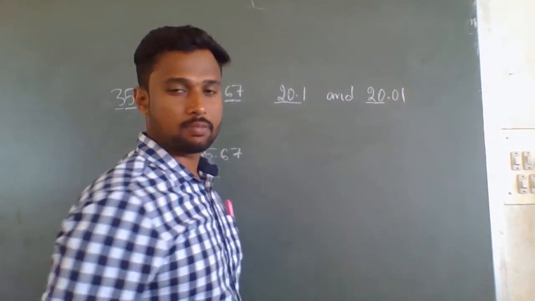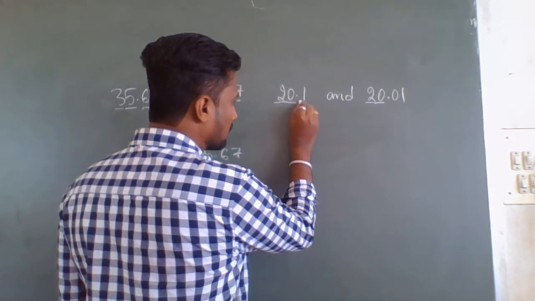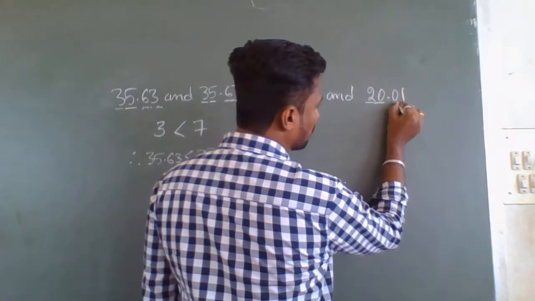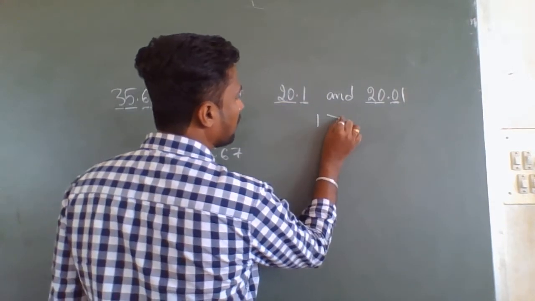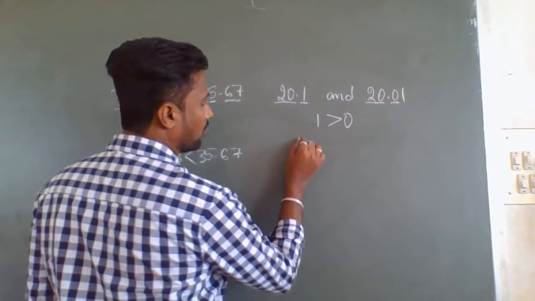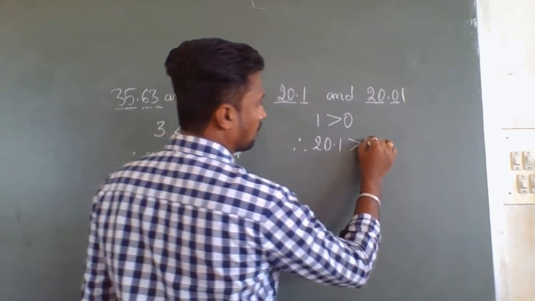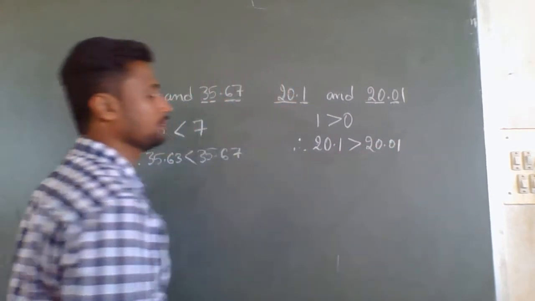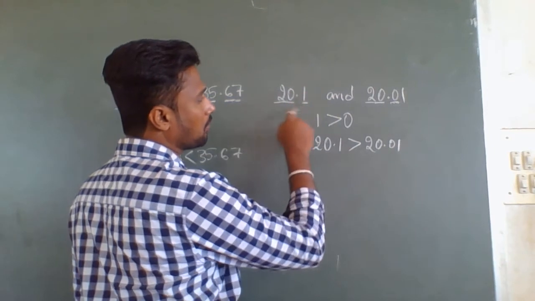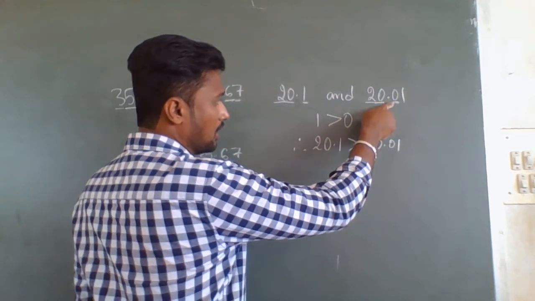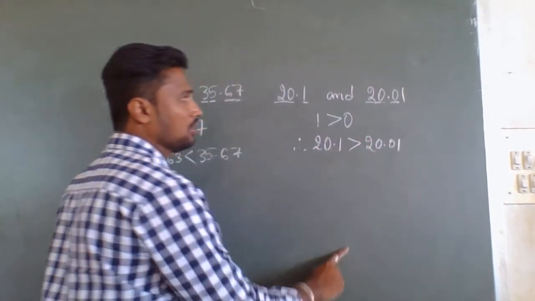Right part of the decimal point, beginning from the 10th position. Here at the 10th position 1 is there, but here at the 10th position, means after the decimal point, 0 is there. So now what you can write is 1 is greater than 0. Therefore, I will write here 20.1 is greater than 20.01. Why? Here we will compare the tenth position after the decimal point. Here 1 is there, but here 0 is there. So 1 is greater than 0 means 20.1 is greater than 20.01.